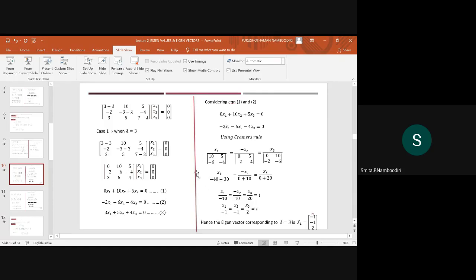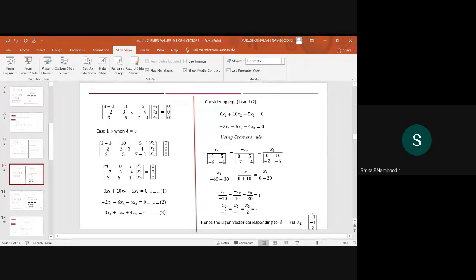If you are getting 0, 0, 0, then only we have to use different methods without using Cramer's rule. Cramer's rule can be applied until you get a non-zero eigenvector. If you are getting 0, 0, 0, then only we have to go for a different method. Whichever equations you take, if you get 0, 0, 0, then we have a different method. Otherwise, you can always apply Cramer's rule.